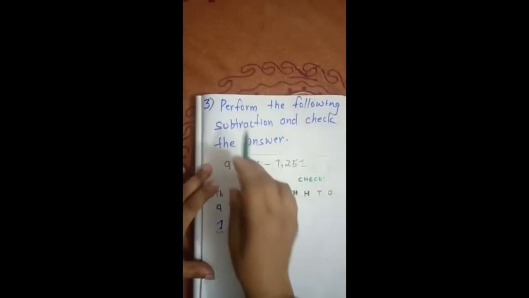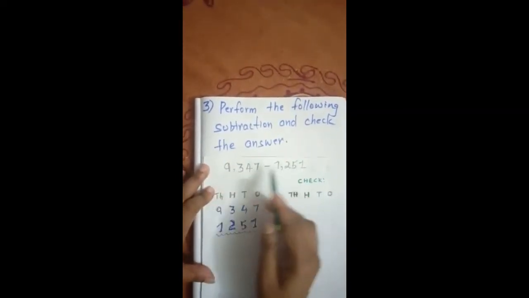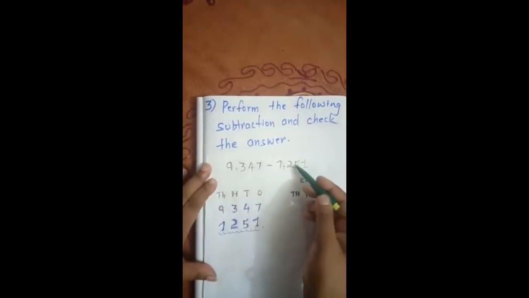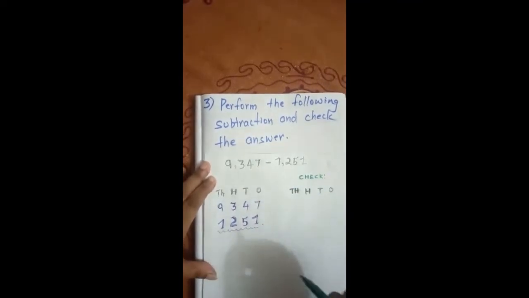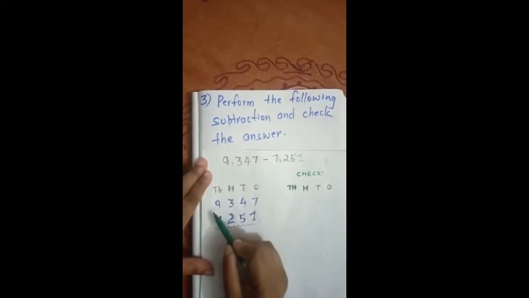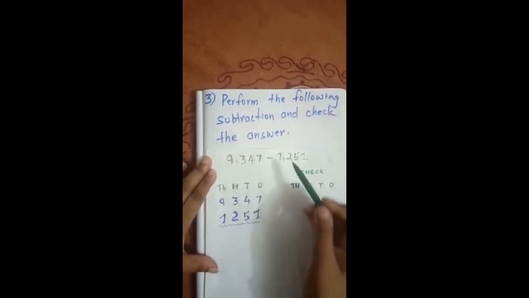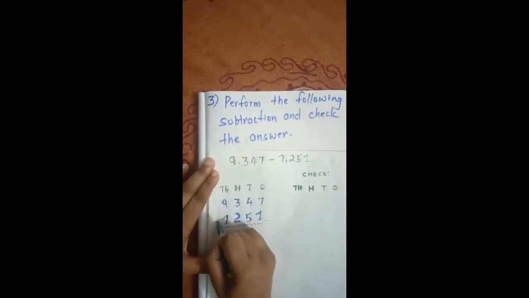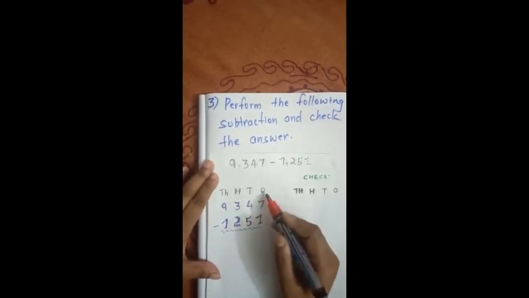Question number 3 is: perform the following subtraction and check the answer. So we have to firstly perform this subtraction. This is minuend, this is subtrahend. So we will arrange this minuend and subtrahend in the place value chart. Firstly we write minuend 9347, and then we write subtrahend 1251, and putting the difference sign, we firstly subtract from the ones column.